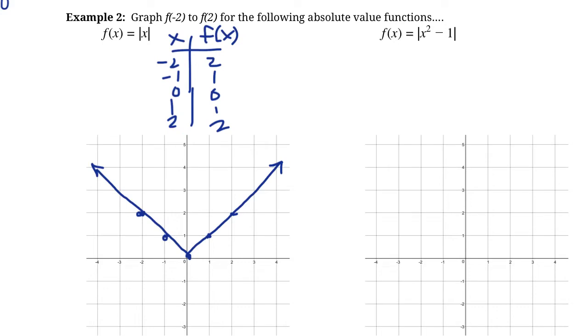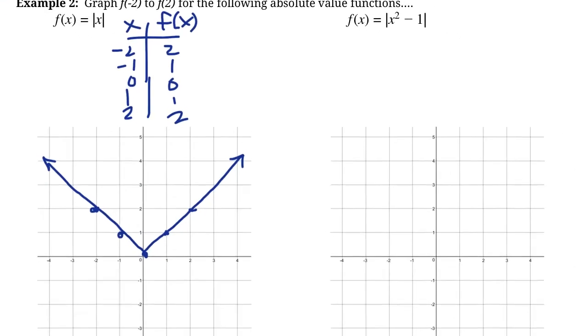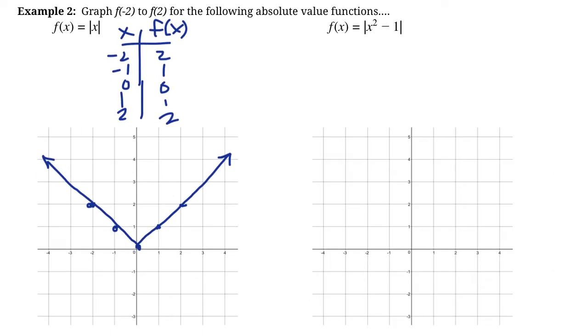Now, what does the second one look like? The absolute value of x squared minus 1. This one's a little bit more complicated. Again, we're just going to make a table of values here. Actually, you know what? We're not going to make a table of values. Let's start off by just sketching what x squared minus 1 looks like. Let's call this g of x.